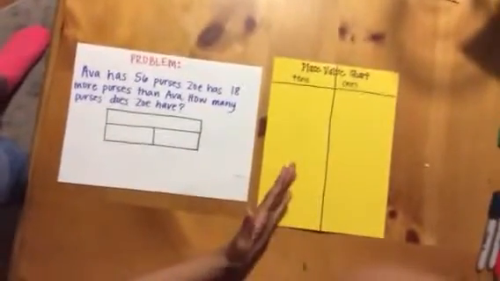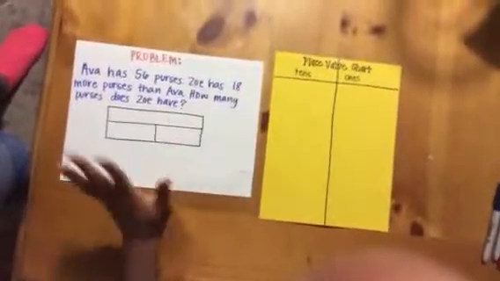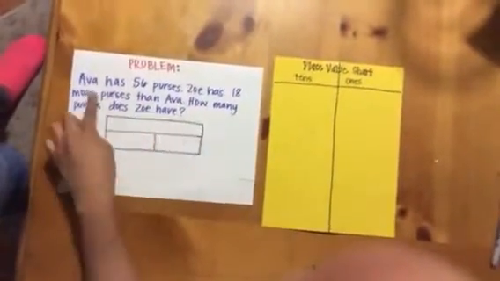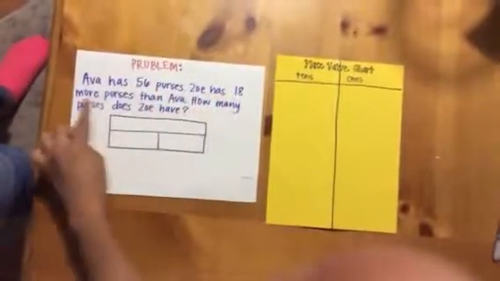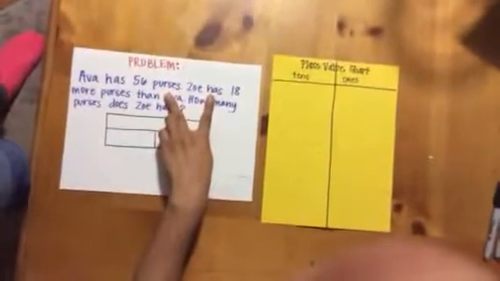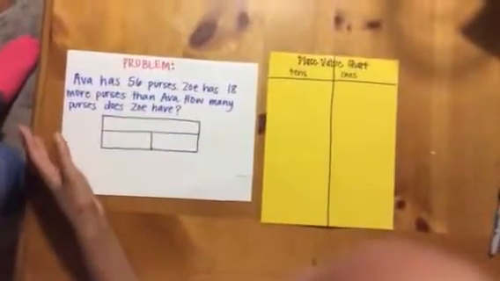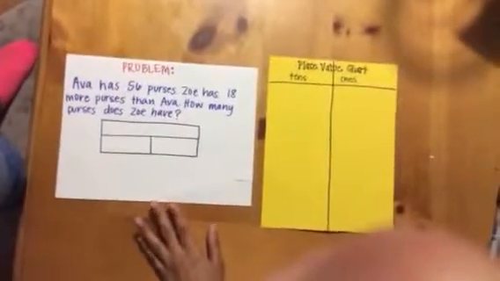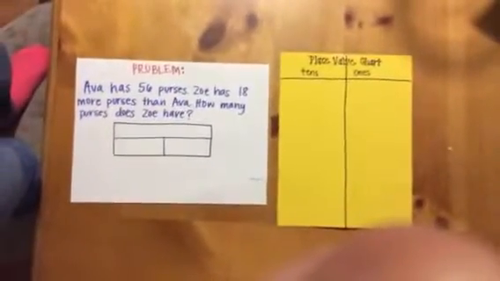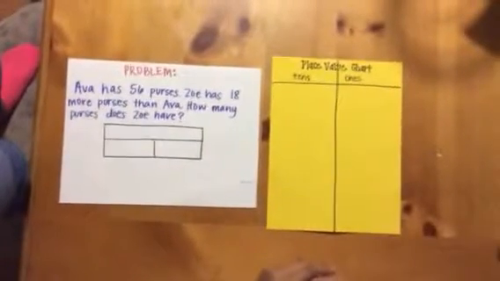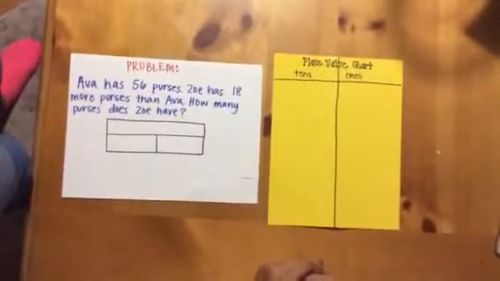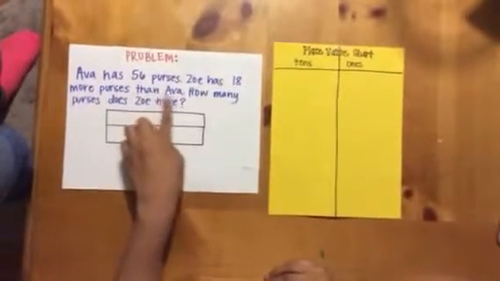So first things first, let's figure out what type of problem we're working with. It looks like we're comparing a larger number to a smaller number. And when we compare the two, we're going to find out how many purses Zoe has. We know that Ava has 56 and Zoe has 18 more purses. So these two numbers are being compared to find the larger number, which will give us the number of purses that Zoe has. Therefore, this type of problem is a comparison. We are looking to find out how many purses Zoe has, knowing she has 18 more purses than Ava.